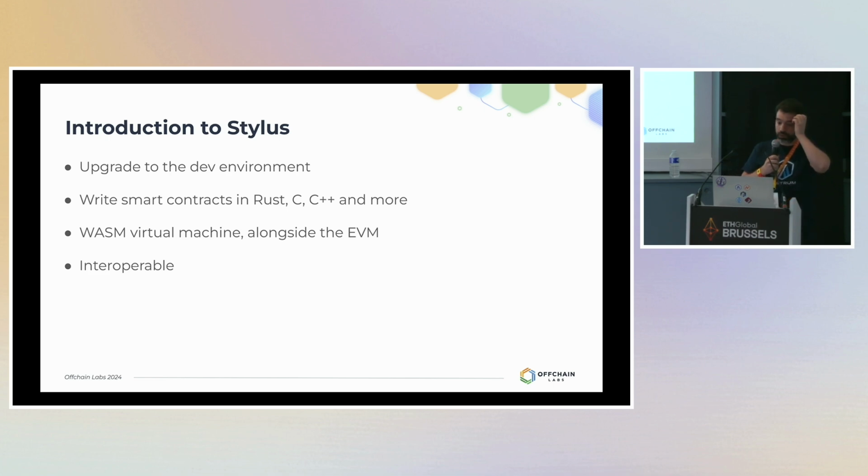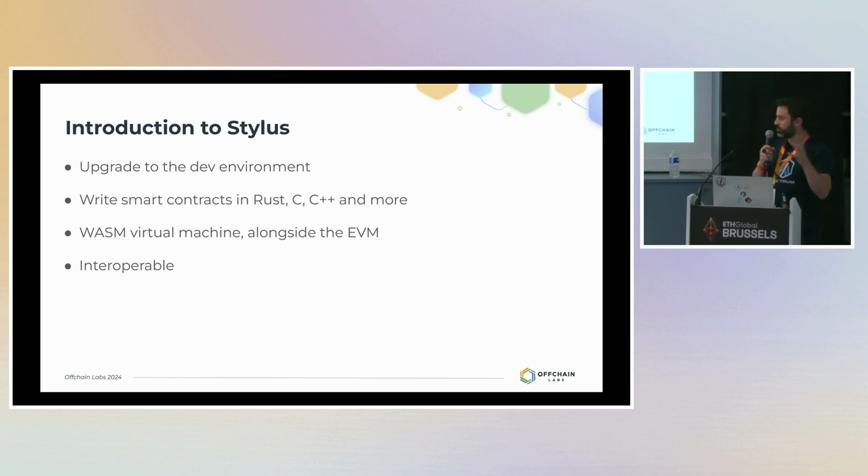So first of all, what is Stylus? Stylus is an upgrade to the current development environment we have for smart contracts on EVM chains, right? What that means is that if you want to write a smart contract today on an EVM chain, you usually write that in Solidity or in Vyper as well, right? That's the choice that you have, right? So what Stylus allows you is to write smart contracts in other languages like Rust, C, C++, and many other languages that will interoperate with the EVM as well.